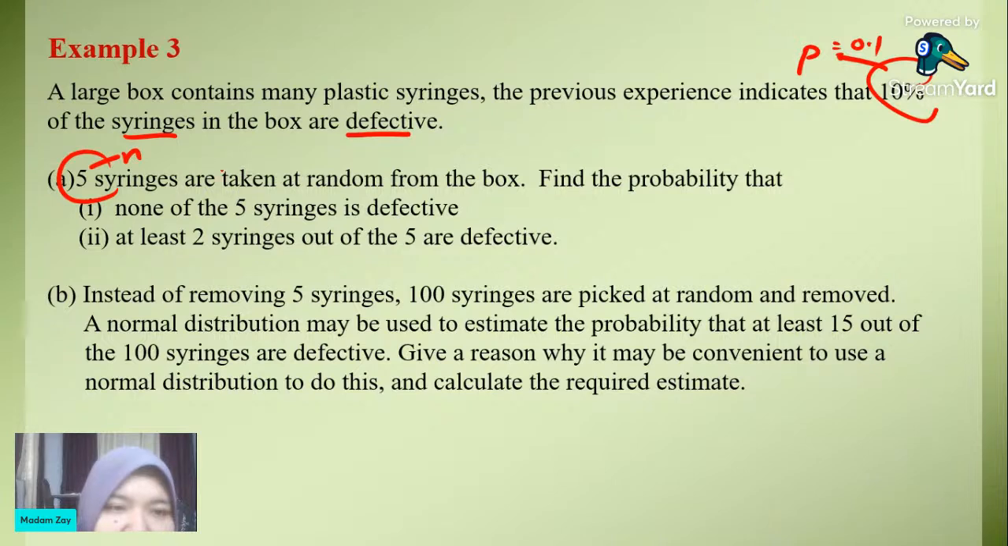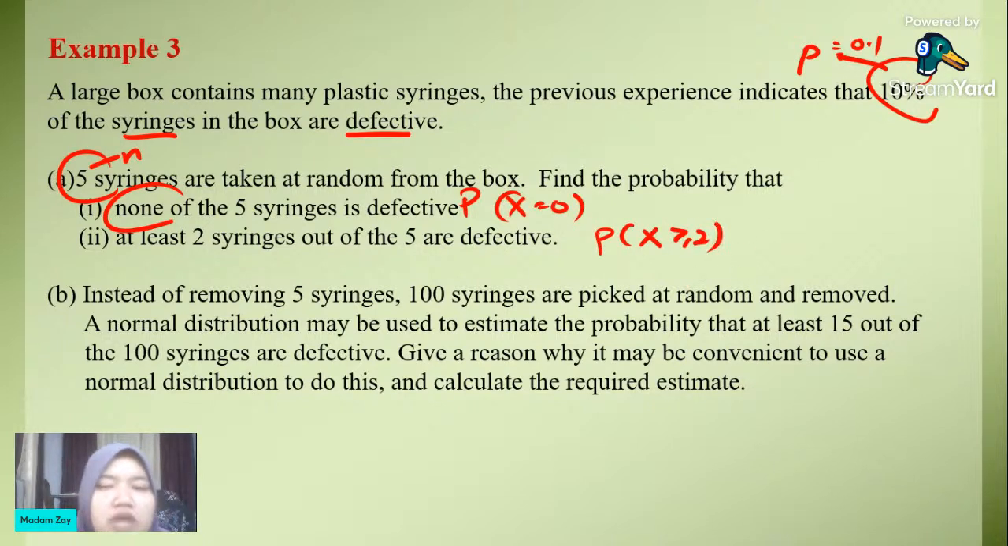Okay, so 5 syringes are taken at random from the box. Find the probability none of the 5 syringes is defective. So none means that X equals 0. And then at least 2 syringes out of 5 are defective. So at least 2 syringes. At least is more than or equal to 2. So we have defined what we want to find. So it's following a binomial distribution.